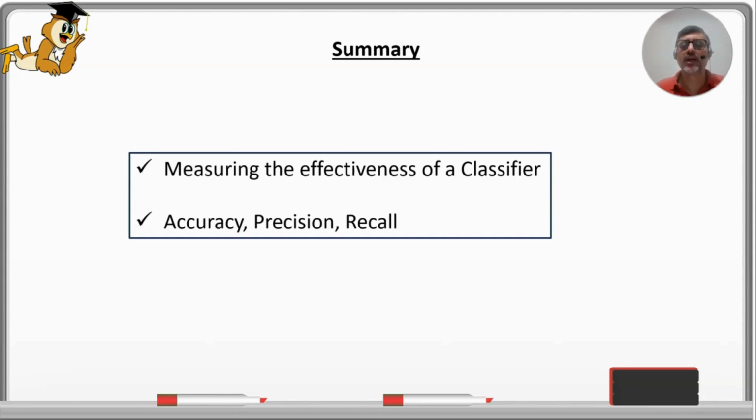Summary. In this lecture we talked about measuring the effectiveness of a classifier. In particular, we talked about terms like accuracy, precision, and recall. If you are an AI engineer, if you are developing algorithms, please focus on all of these. अगर आप AI algorithms develop कर रहे हो तो इन तीनों पे आपको ध्यान देना ज़रूरी है. And if you are just a lay person who's listening to these lectures, just keep in mind that there is more than just the overall accuracy. You need to look under the hood.